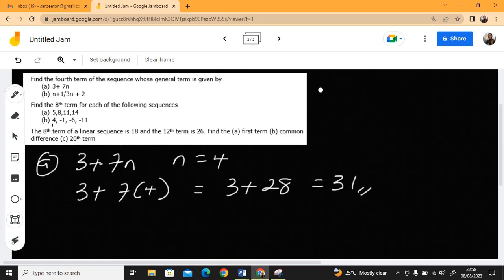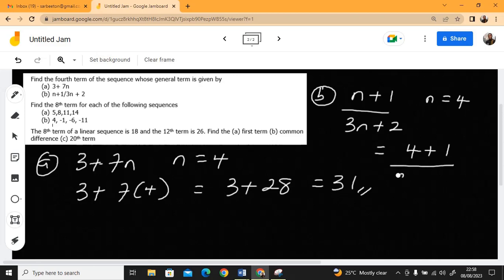The second one, they said n plus 1 over 3n plus 2. We are looking for the fourth term, when n is equals to 4. So anywhere you see n in this particular formula, you replace it with 4. So the answer here will be 4 plus 1 over 3, then you put your 4 here, plus 2. 4 plus 1 is 5, right? Then 3 times 4 is 12. 12 plus 2 gives us 14. So when you divide, 2 goes in 6 is 3 and 2 goes in 14 is 7. So your final answer is 3 over 7.